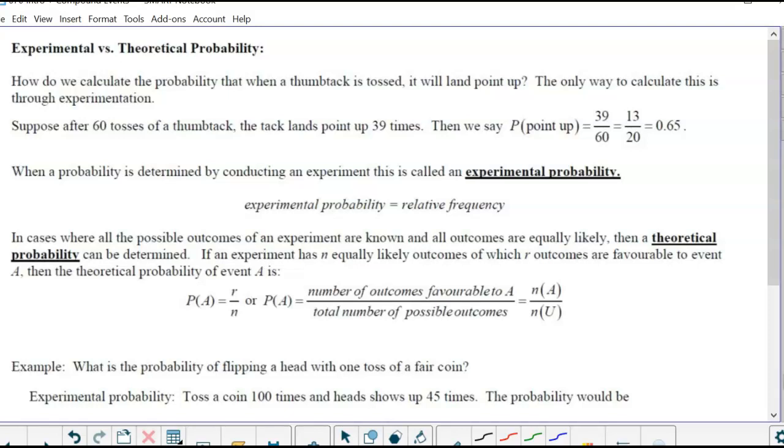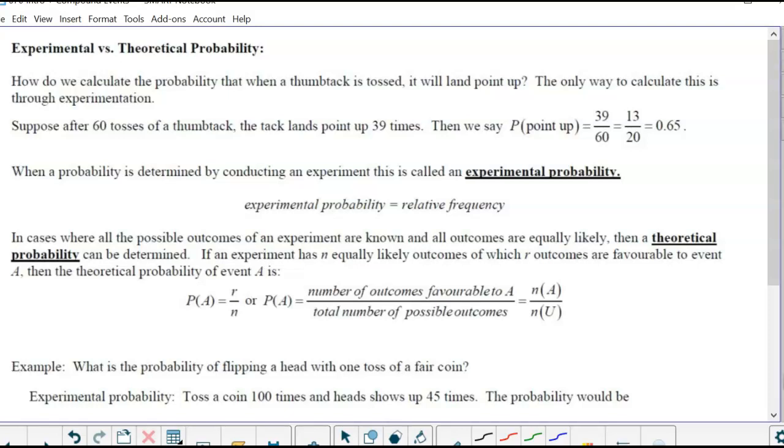It says, suppose after 60 tosses, the tack lands point up 39 times. So then we would say the probability of point up would be 39 out of the 60 total times that you tossed it. That reduces to 13 out of 20, or as a decimal, 0.65. So when a probability is determined by conducting an experiment, it's called experimental probability. Okay? And that's equal to the relative frequency.